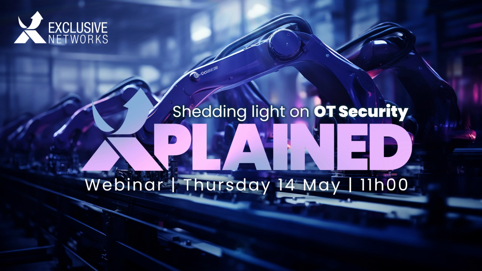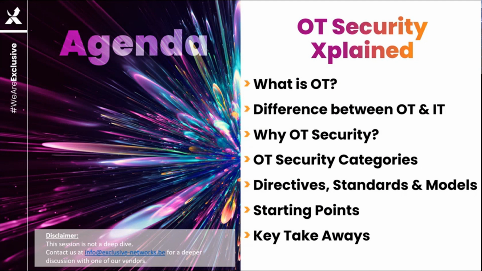So let's have a quick look at today's agenda. I will start with briefly explaining what OT, or operational technology, exactly is, followed by the difference between OT and IT. Next, we will see why OT security is needed and the different categories in which it can be divided. We will also briefly touch the directives, standards, and models that are common practice in OT environments, to finally wrap up this session with some starting points for OT security and some key takeaways.